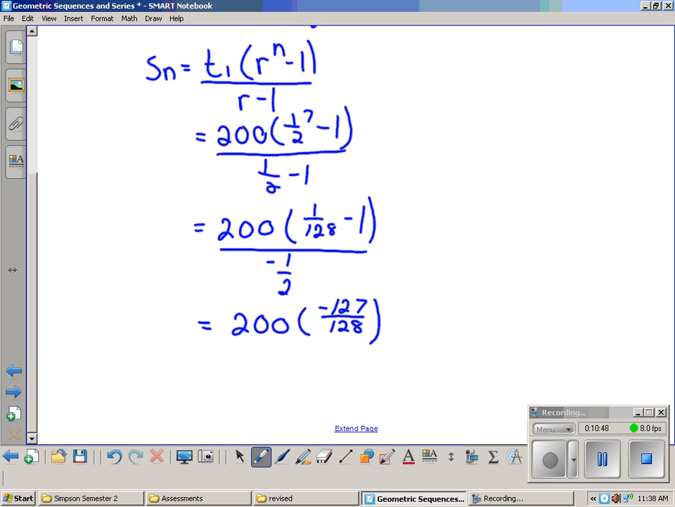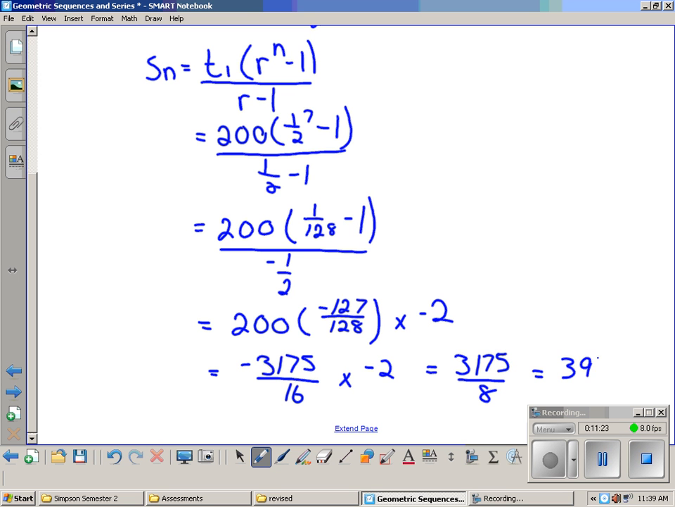If I'm dividing by negative 1/2, it's the same thing as multiplying by negative 2. At this point, we can simplify things out. This first part works out to negative 3,175 over 16. Multiplying by negative 2 gives us an answer of 3,175 over 8. If I divide that out, because I'm asked to do it to the nearest milligram, I end up with 397 milligrams. This is the total amount of medication needed.